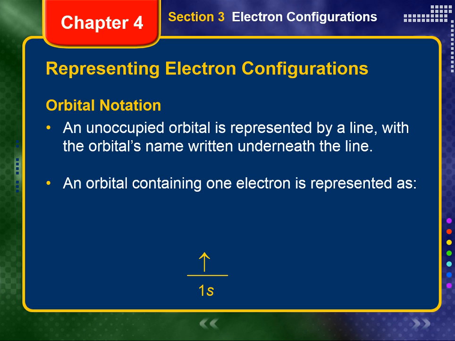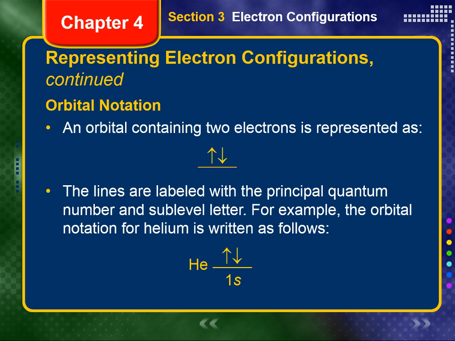Orbital notation. In orbital notation, an unoccupied orbital is represented by a line, as is shown on the screen now, with the orbital's name written underneath the line. An orbital containing one electron is represented as is shown on the screen now. An orbital containing two electrons is represented as shown on the screen, representing the electrons paired and with opposite spins. The lines are labeled with the principal quantum number and sublevel letter. For example, the orbital notation for helium is written as is shown on the screen now.